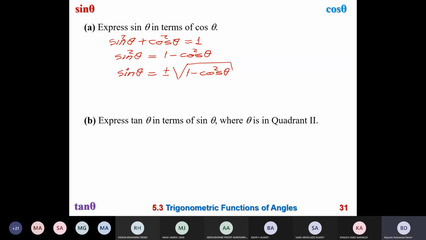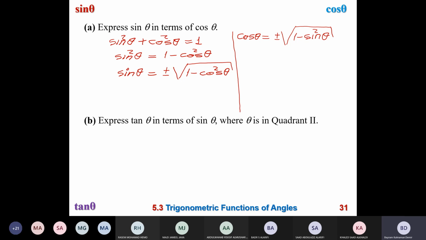Now, can you write the cosine theta in terms of sine theta? It's the same thing, right? Cosine theta is going to be the same as positive or negative root of 1 minus sine square. You see, the same steps. Similar steps will give you the cosine in terms of sine. Again, it's just positive or negative, depending on the location of the theta, the quadrant.